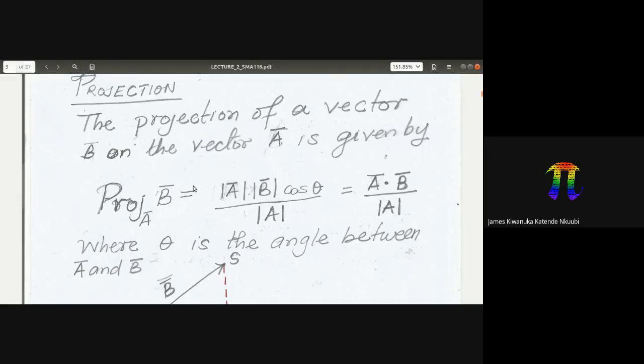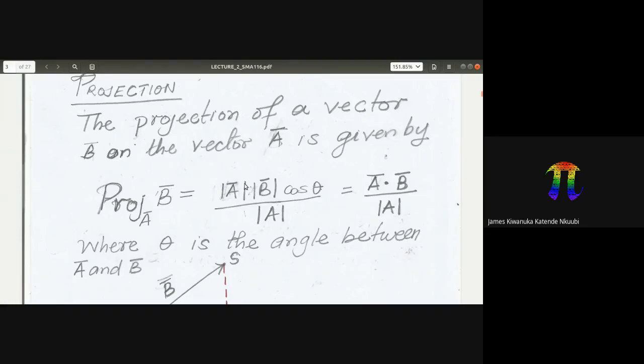So here is another small topic, which we call the projection. If we have two vectors, A and B, what we're looking for here is what we call the projection of B on A. So the projection of B on A will be defined as this.